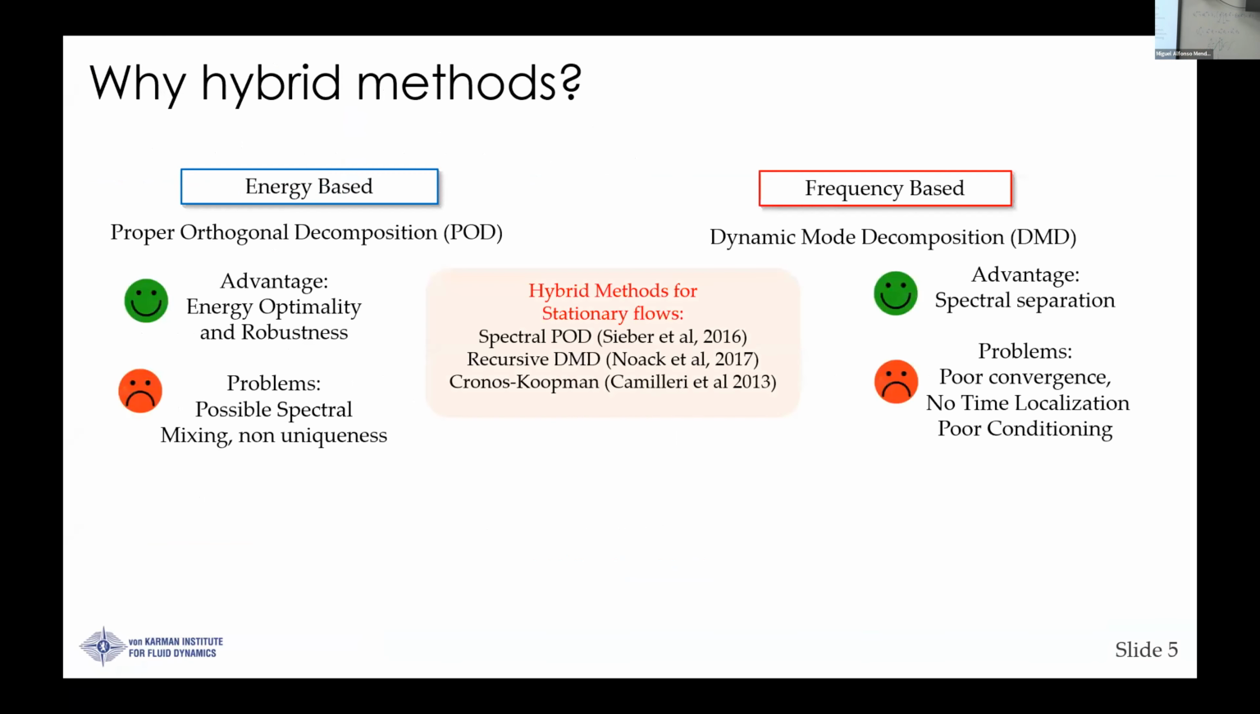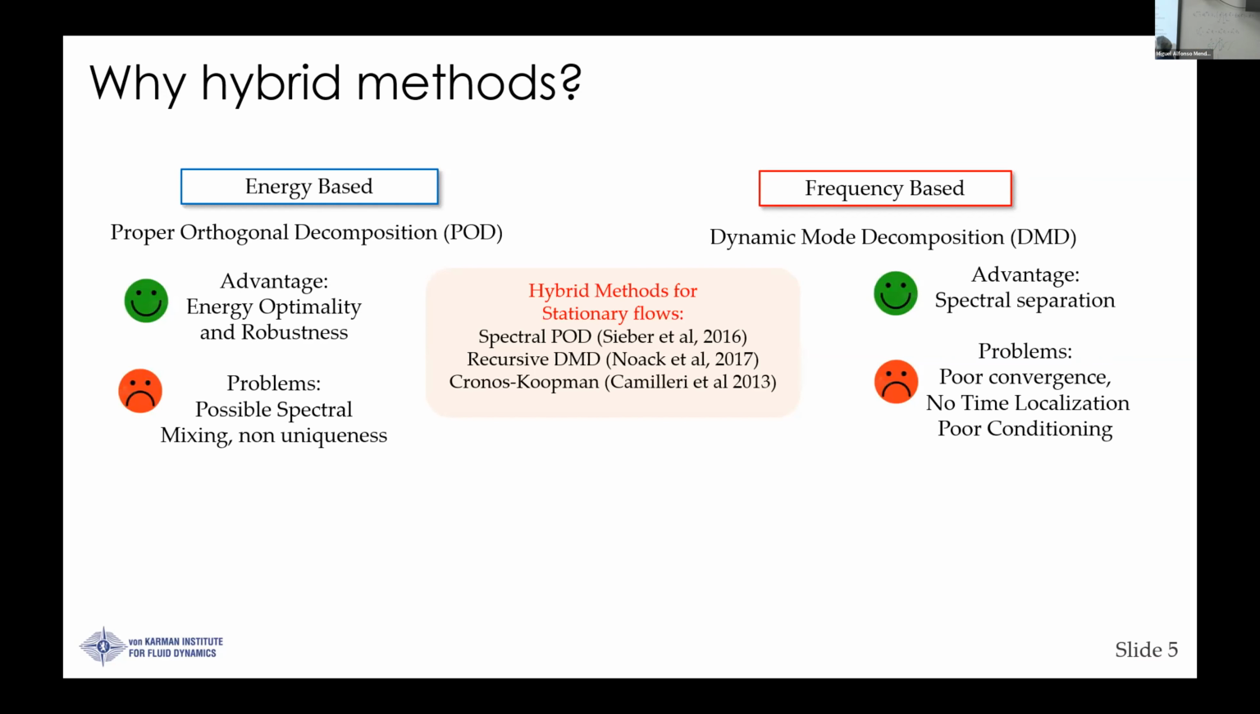So, as I said, you have these 2 different worlds. On one side, energy and nothing else, meaning that all the modes are by construction optimal. They give you the least error that you can have. And the decomposition is also very robust. But you can have possible spectral mixing, which is what we have seen before in the case where a mode was taking frequencies from two different times in the flow.